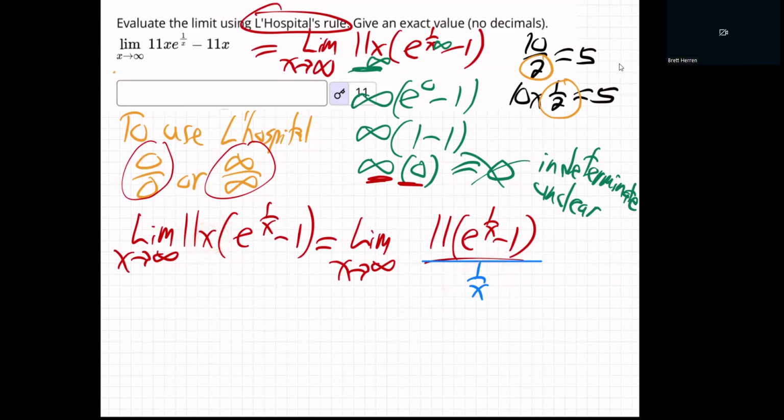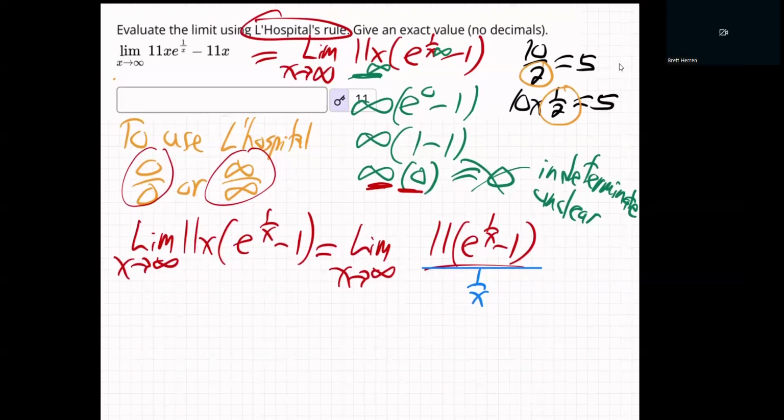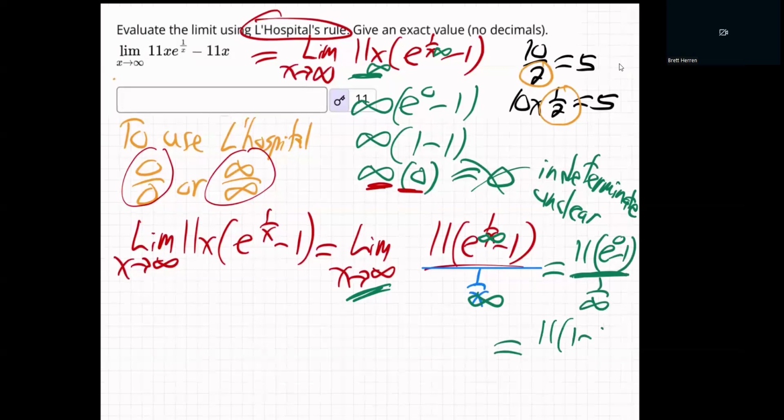Okay, great. So what? Who cares? Now plug in that infinity. Put infinity here. Put infinity there. What are you going to get? This is going to be 11 times e to, remember, this is e to the 0, over 1 over infinity. And what's that? e to the 0 is 1. And what's 1 over infinity? We already said that's 0. See what we're getting? 0 over 0.